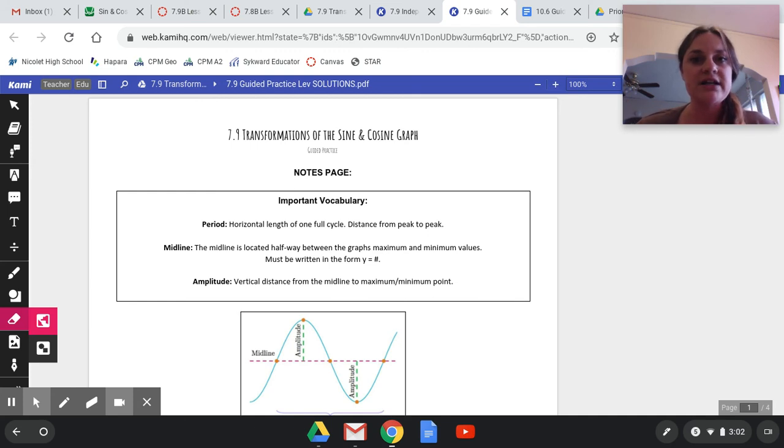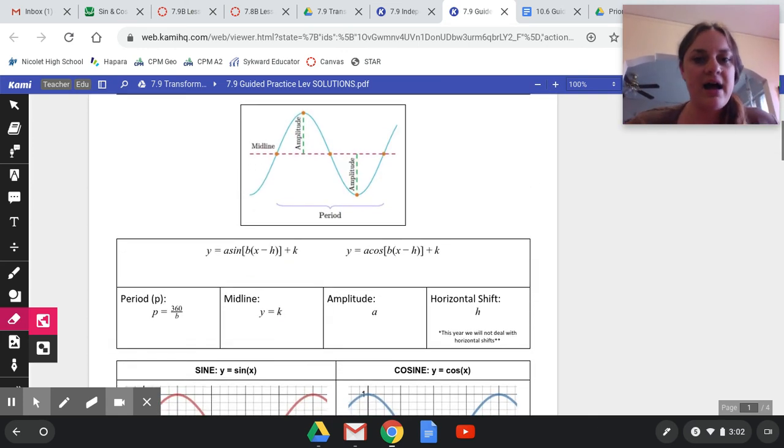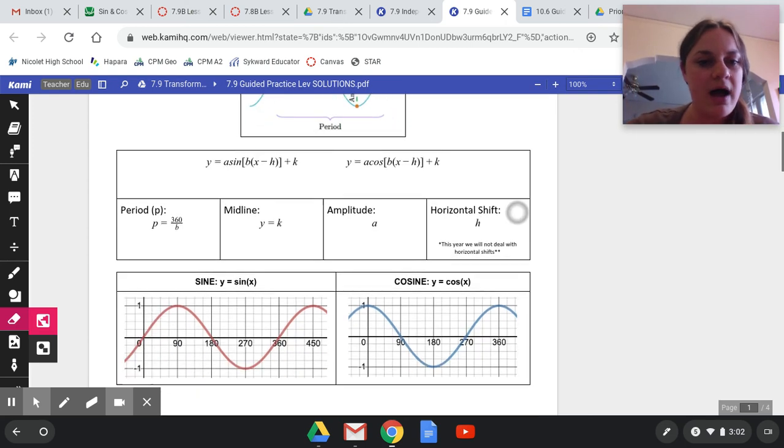Once again, the period is like the cycle. It's once it starts repeating itself, okay? You look at the distance from peak to peak. Midline is just the line that goes through the halfway point of the graph. And then the amplitude is the distance from that midline to either the highest peak or the distance from the midline to the lowest valley. Okay, so there's a little image to help you out.